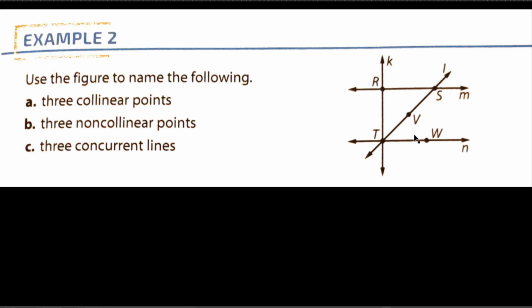All right, very good. Are there any other combinations of 3 lines? Are there 3 other lines that intersect at one point? I don't see it. See, right here they intersect, but that's only 2 lines that intersect. Right here they intersect, but it's only 2 lines. Okay, so it's only those 3 lines right there. So it's K, L, and N. Everybody got it? And where do they intersect? At point T. All right, good.